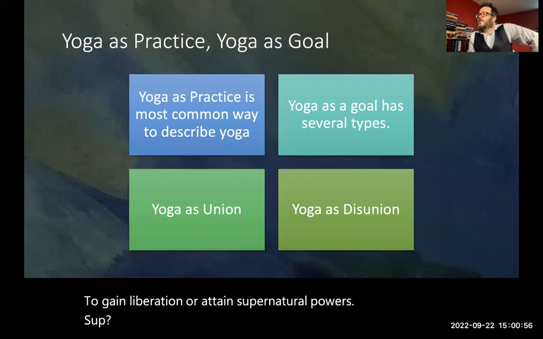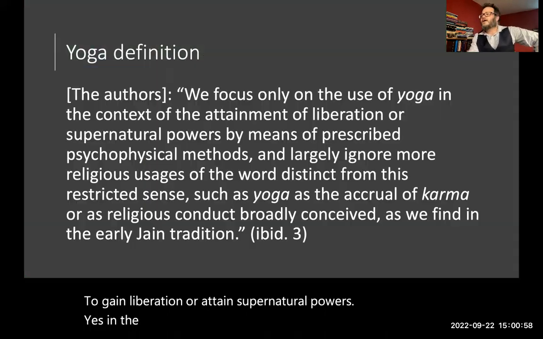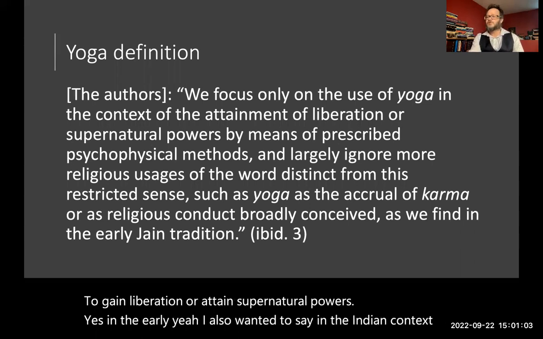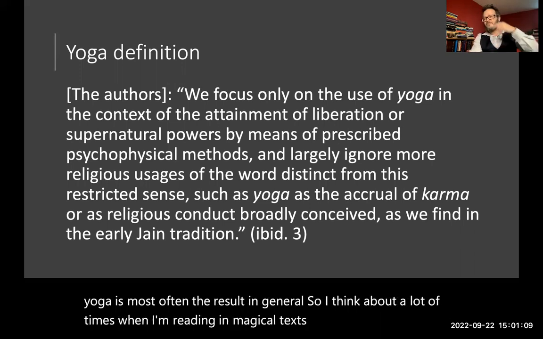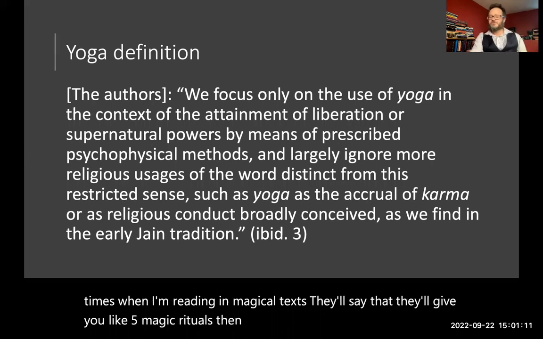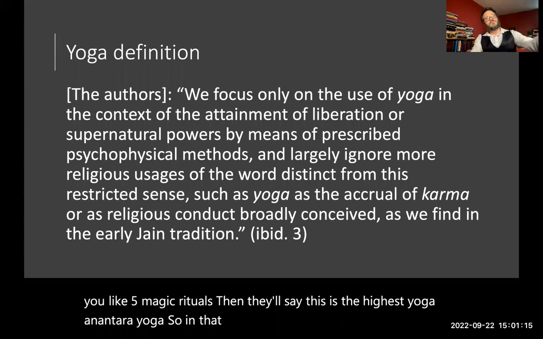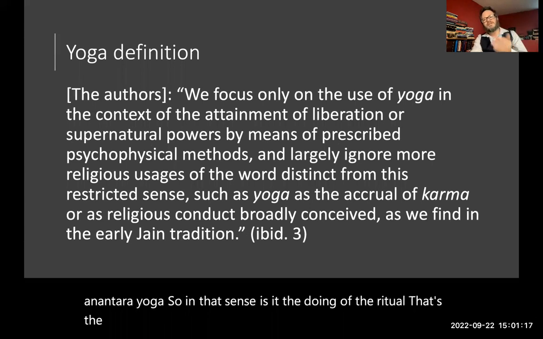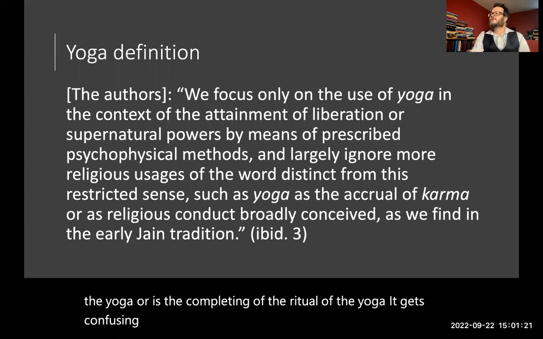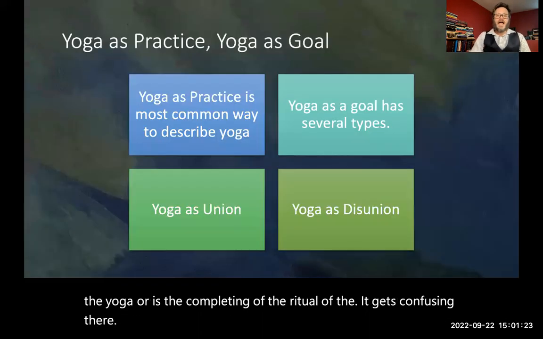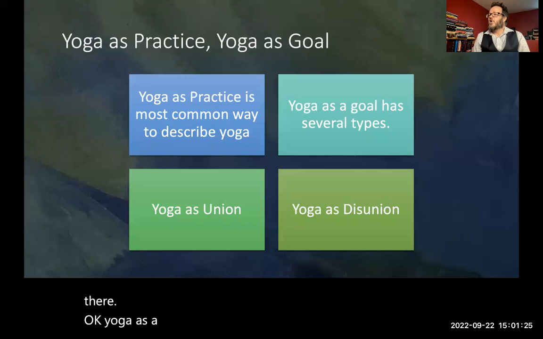I also wanted to say, in the Indian context, yoga is most often the result in general. I think about a lot of times when I'm reading in magical texts, they'll give you like 5 magic rituals, then they'll say, this is the highest yoga, Anuttara yoga. So in that sense, is it the doing of the ritual that's the yoga, or is it the completing of the ritual of the yoga? It gets confusing there. Yoga as a practice and yoga as a goal.